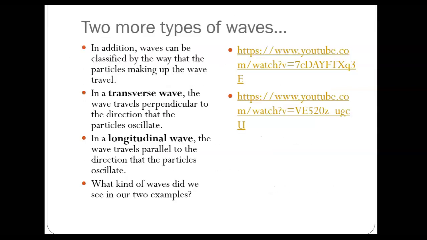But there's also another way to classify waves. You can classify waves based off of what the particles that make up the wave are doing. Definitions are important, so make sure you're adding this down to your notes. The two types of waves we're going to focus on are transverse waves and longitudinal waves. In a transverse wave, the wave travels perpendicular to, that means at a right angle to, the directions that the particles making up the wave are oscillating. And in a longitudinal wave, the wave travels parallel to the direction that the particles are oscillating.